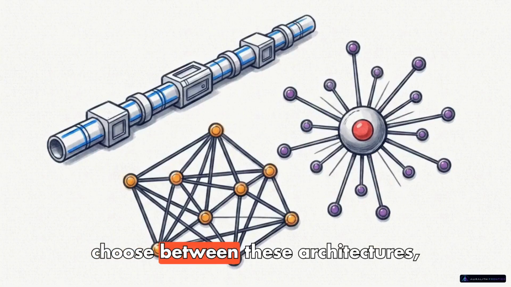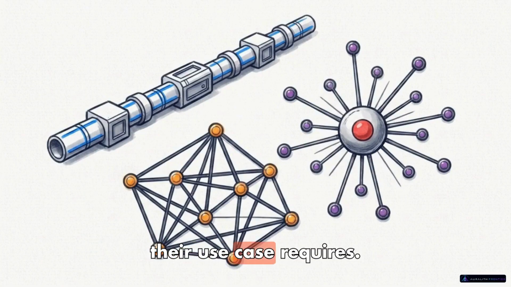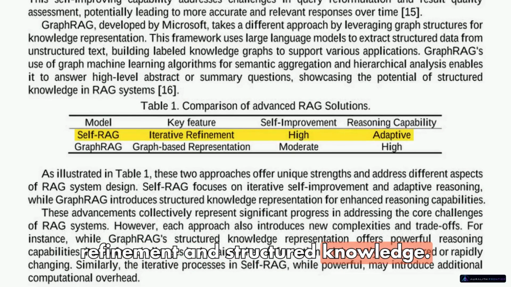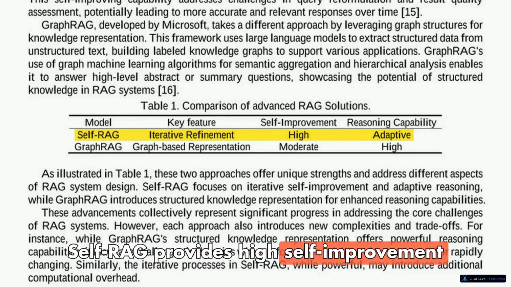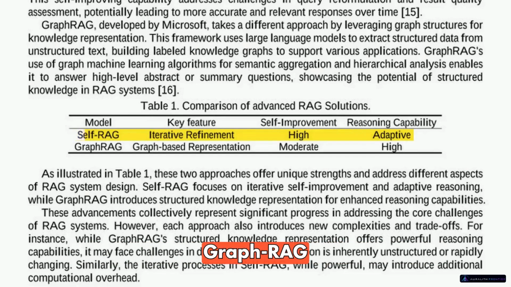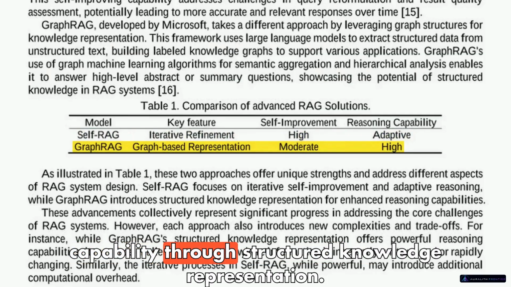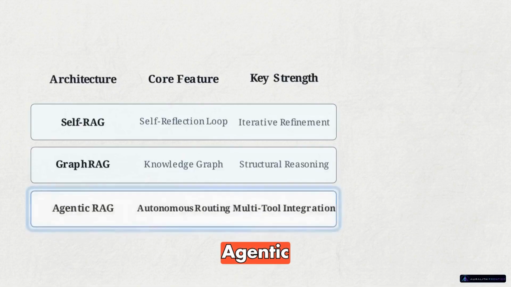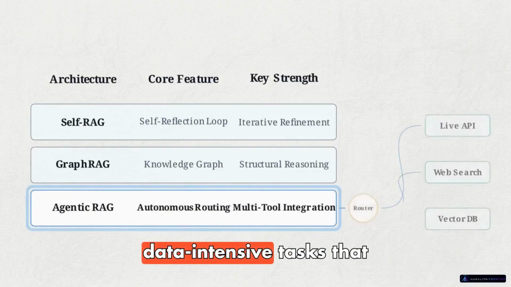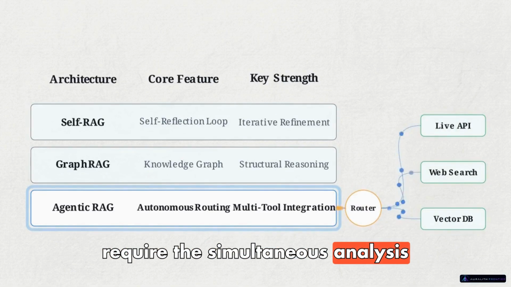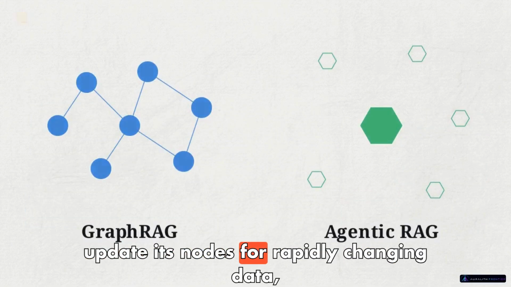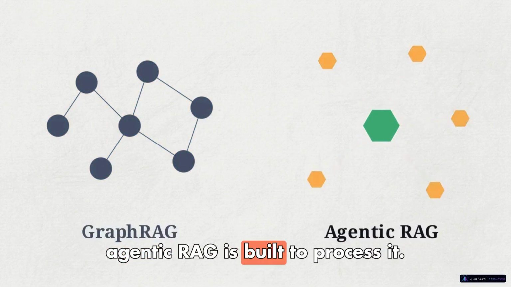Engineering teams must choose between these architectures based on the logic their use case requires. This table from the CSIC 2024 Literature Review compares iterative refinement and structured knowledge. Self-RAG provides high self-improvement and adaptive reasoning. GraphRAG focuses on high reasoning capability through structured knowledge representation. We can add Agentic RAG to this comparison. Agentic RAG handles dynamic, data-intensive tasks that require the simultaneous analysis of multiple live data streams. While GraphRAG struggles to update its nodes for rapidly changing data, Agentic RAG is built to process it.